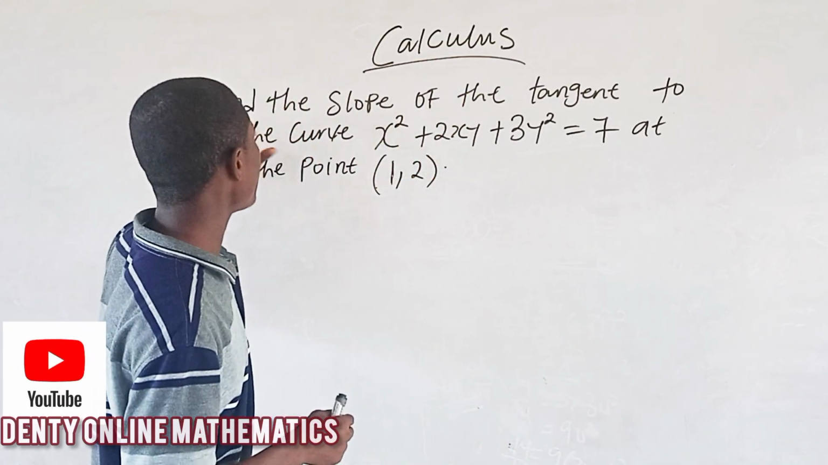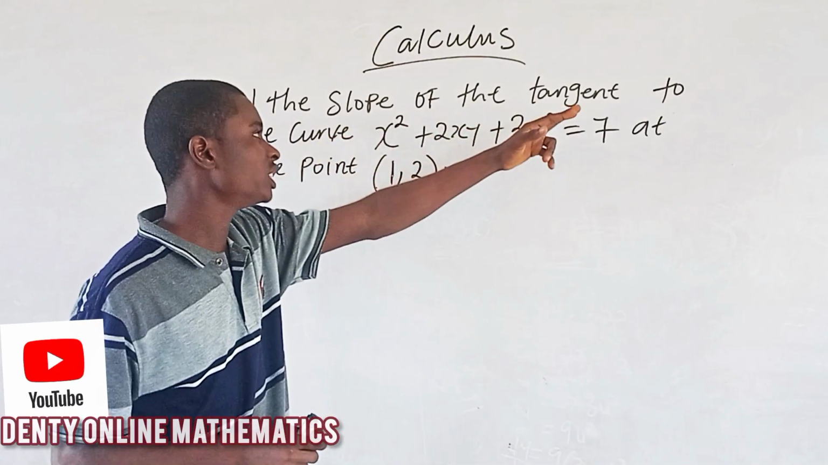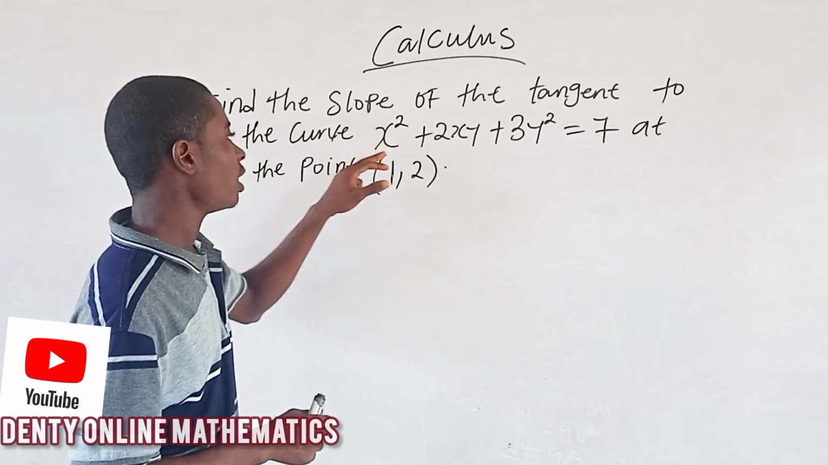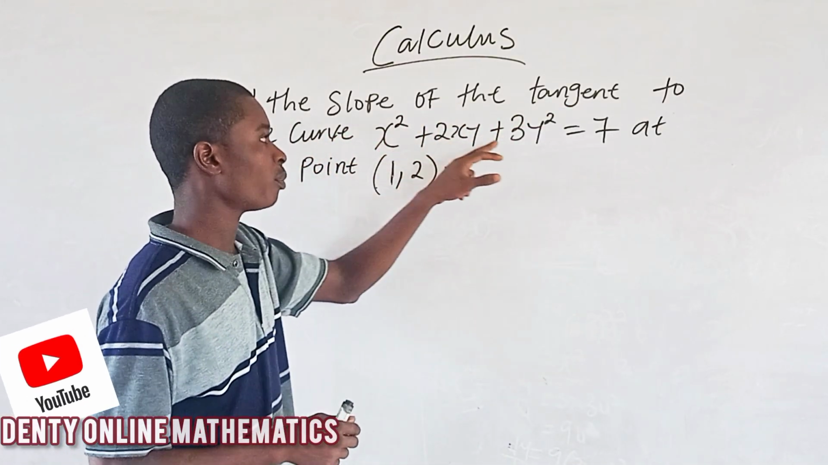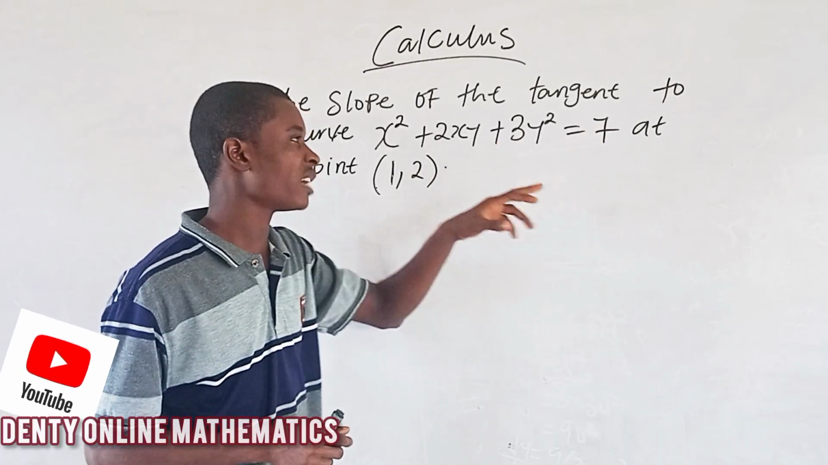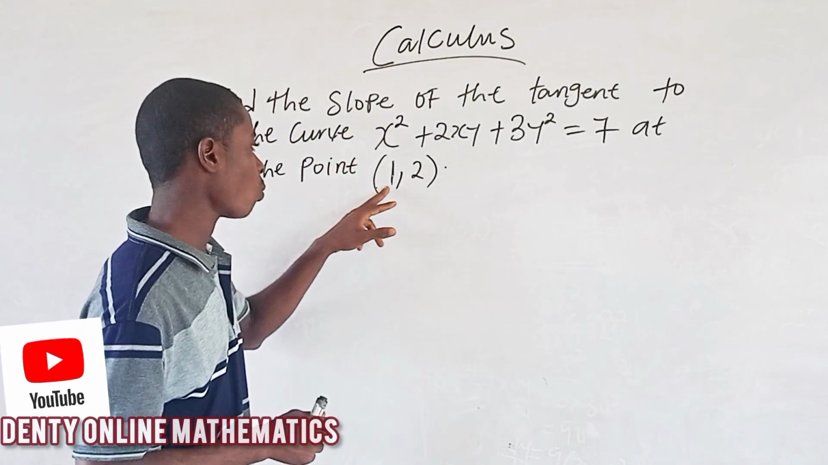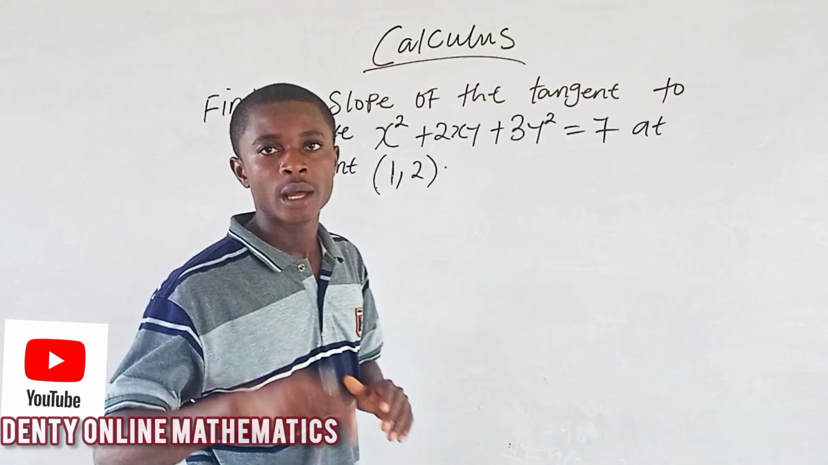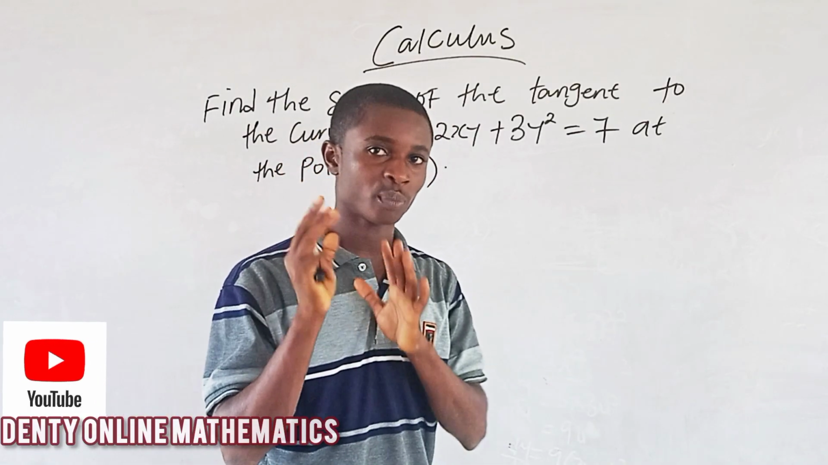Calculus, we have to find the slope of the tangent to the curve x squared plus 2xy plus 3y squared equal to 7 at the point (1, 2). Now this is how you're going to approach this problem.